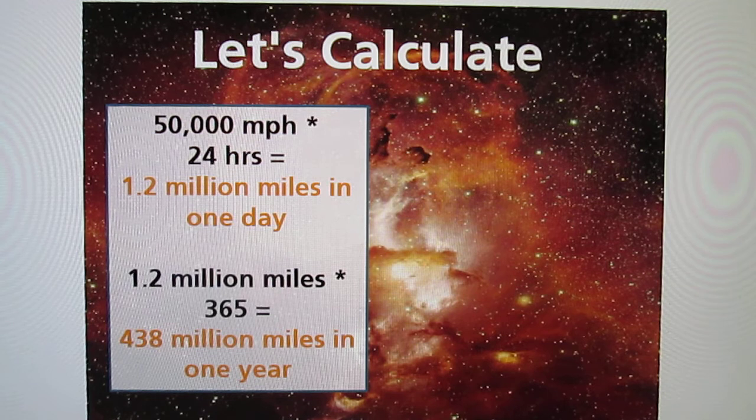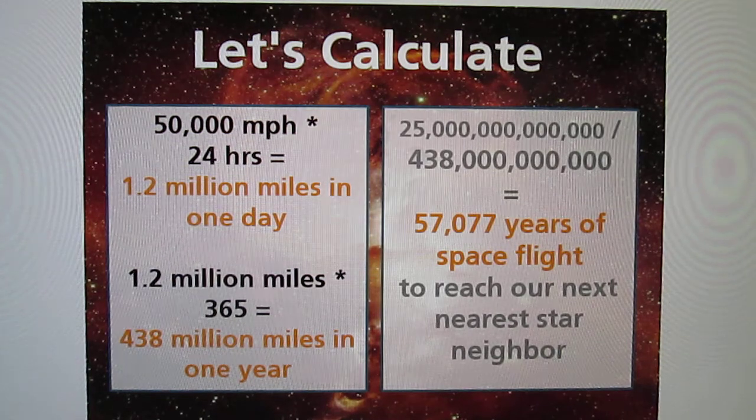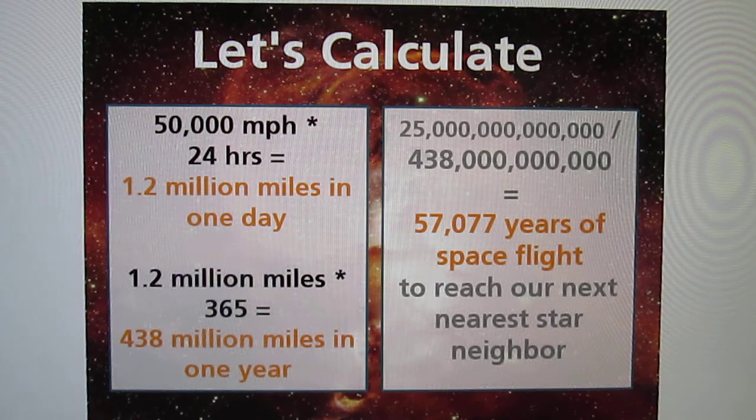Remember that it's 25 trillion miles to travel to Proxima Centauri. In order to calculate how many years it would take to get there, let's divide 25 trillion miles by the 438 million miles that we can travel in 1 year. We learned that it would take us 57,077 years of spaceflight time to reach our next nearest star neighbor.